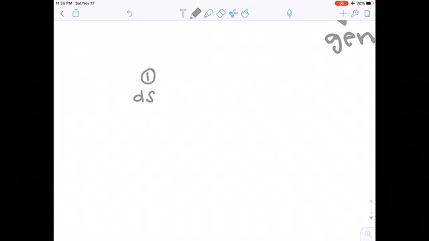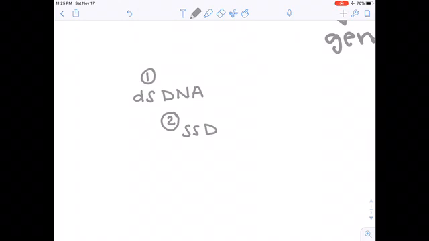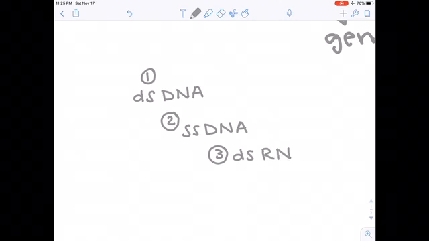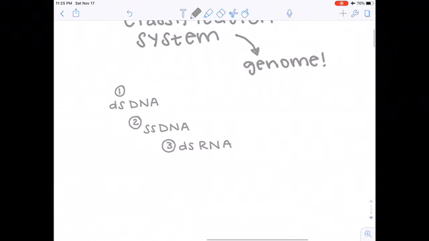So 1, we have just your basic double-stranded DNA, easy peasy. Then we have your single-stranded DNA. We're going to go in depth on each of these because each has a different replication process that it goes through to make fully infectious viruses, or virions, which is the singular of virus. Moving on, we have double-stranded RNA.